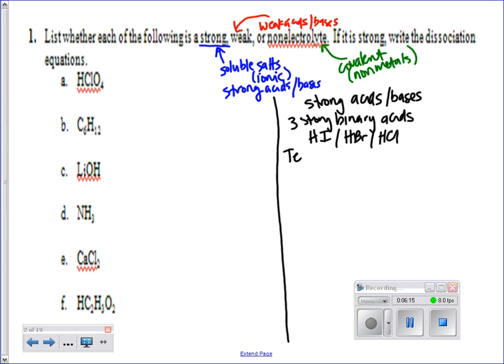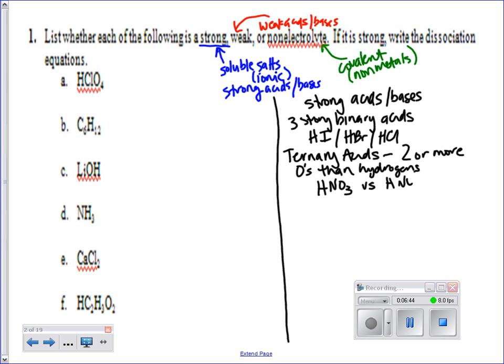What about your ternary acids? There's a rule. Yes, 2 or more oxygens than hydrogens. 2 or more oxygens than hydrogens make the acid strong. So an example would be HNO3 versus HNO2. HNO3, does it have at least 2 more O's than H's? Yes, so that makes this one strong. HNO2, does it have 2 more O's than H's? No, so this one is not strong.